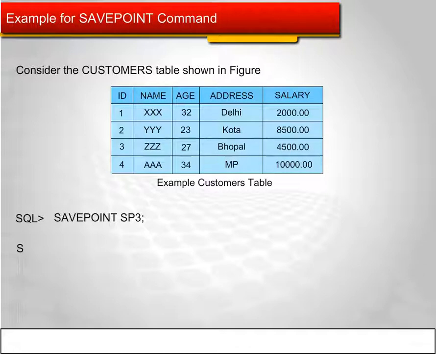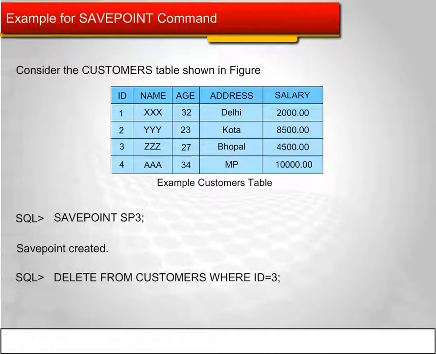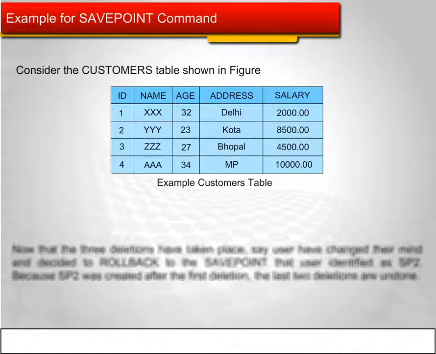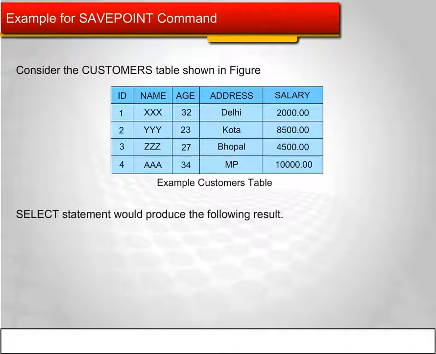SAVEPOINT SP3. Savepoint created. DELETE FROM customers WHERE ID = 3. One row deleted. Now that the three deletions have taken place, say the user has changed their mind and decided to roll back to the savepoint identified as SP2. Because SP2 was created after the first deletion, the last two deletions are undone. The SELECT statement would produce the following result.